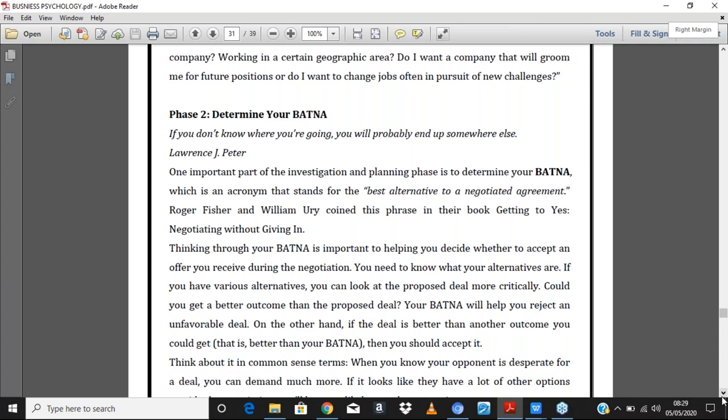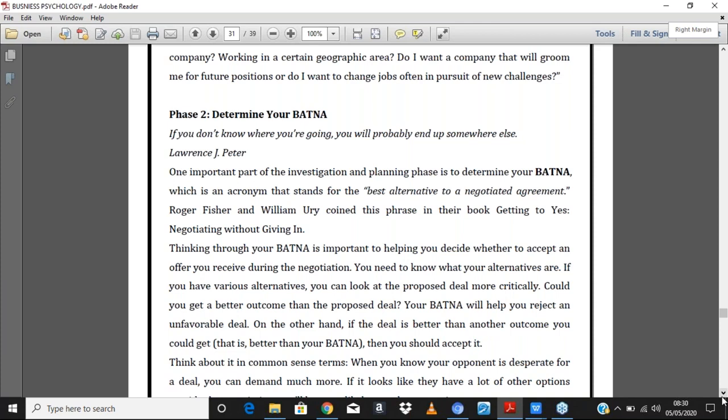All right, so one important aspect of investigation is to determine your BATNA. Now the meaning of BATNA is best alternative to a negotiated agreement. Best alternative to a negotiated agreement. You can write that down. It's an acronym. Best alternative to a negotiated agreement.